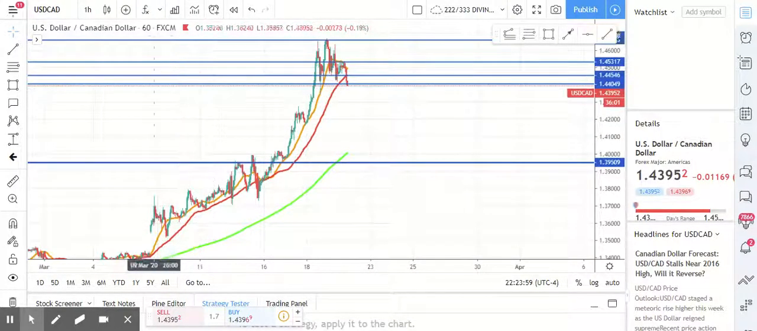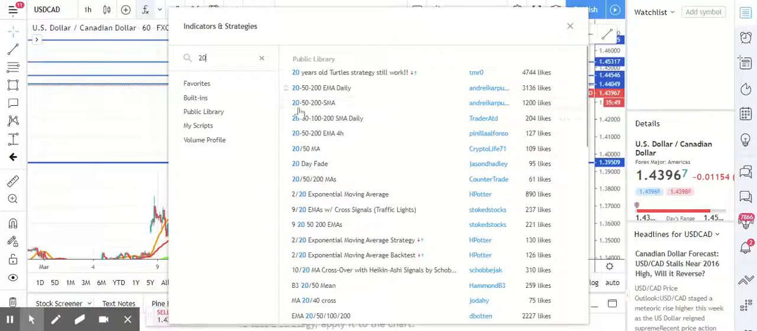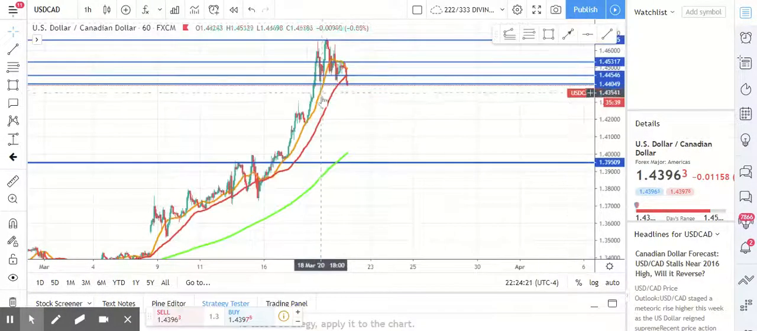Before we get started, you want to go up here to this symbol. It looks like an FX. It's called Indicators and Strategies. You're on TradingView. You click on that, type in 20, and voila, the averages will show up. You can click on that. This is a 20, 50, 200. SMA stands for simple moving average. Once you click on it, you can just exit out and it appears on your screen.